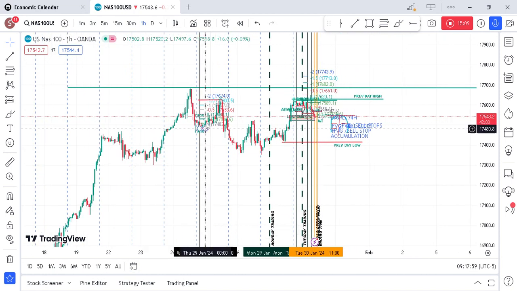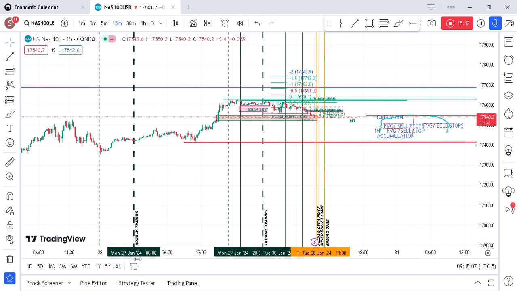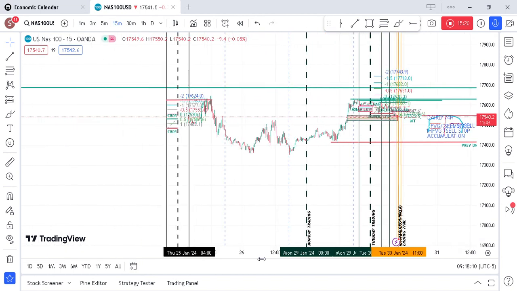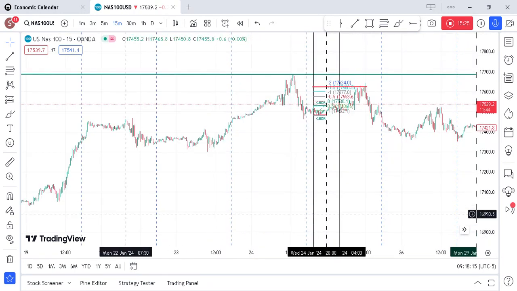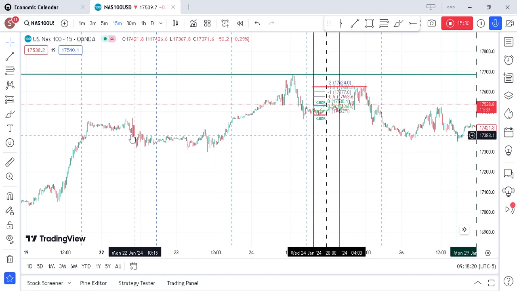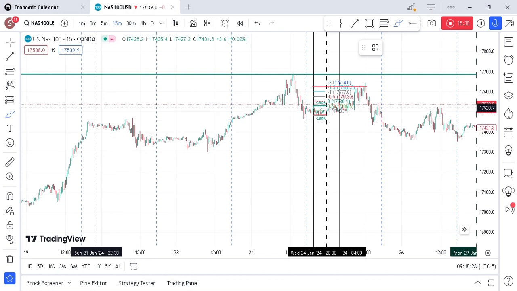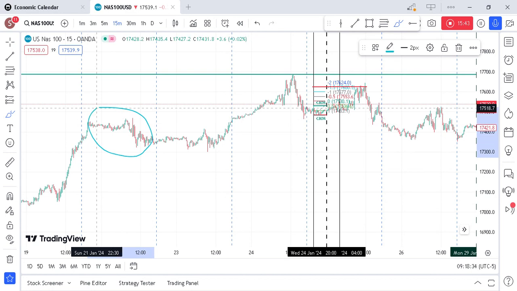Let me remove the reversal. Look, should I remove it, or let me just take it to 15 minutes? You will be able to see it. Okay, as you can see, this was Monday. This is what Monday's price action did. It's accumulated. This is accumulation.